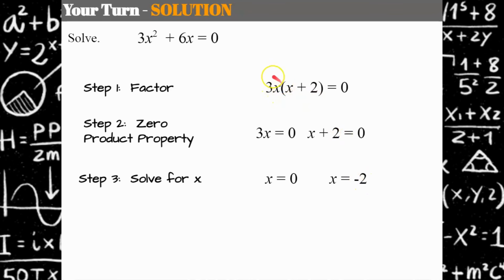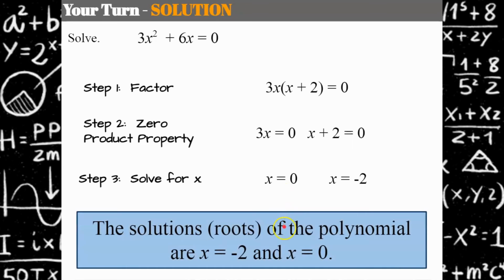So my students often forget that this 3x is one of the factors and to solve for it, and that 0 is a root. The x-intercept or the root could be 0. So our roots here are negative 2 and 0.